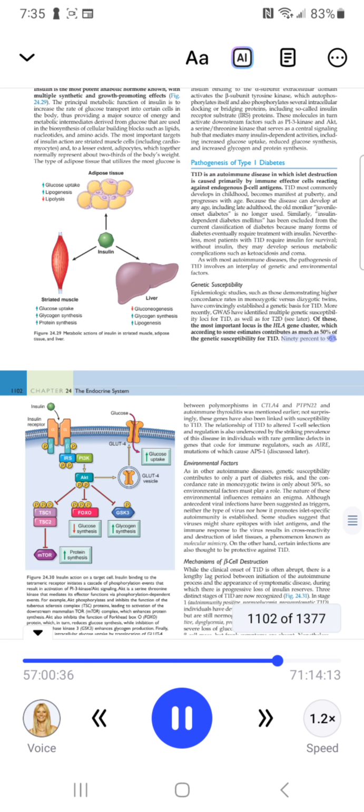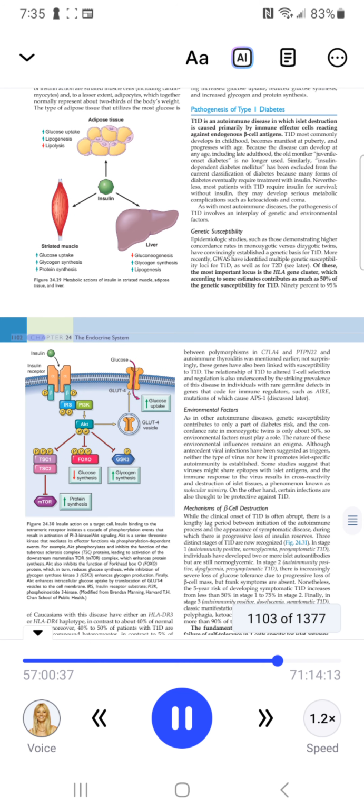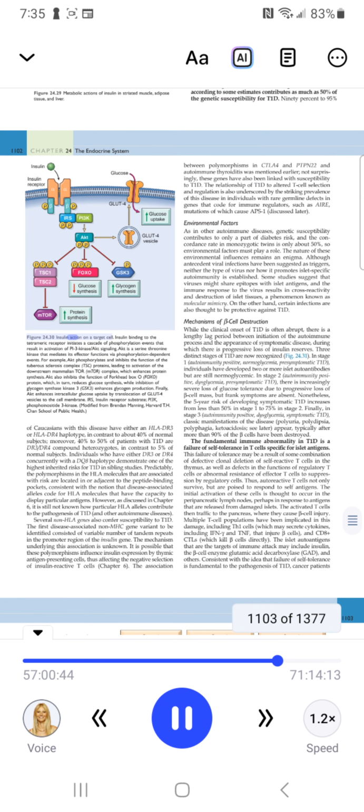Chapter 24, The Endocrine System. Figure 24, insulin action on a target cell.